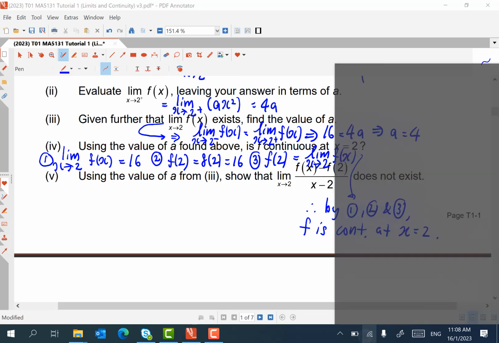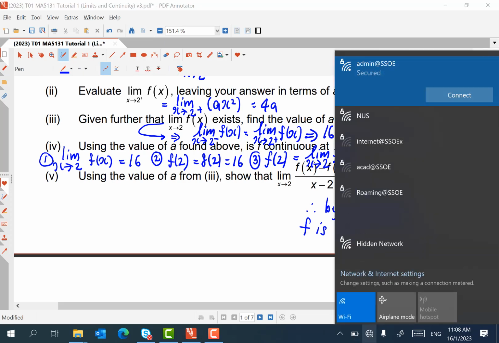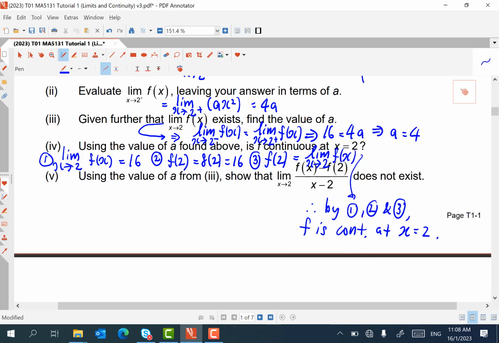Okay, let me do this first. Let me disconnect first. Disconnecting the network will be helpful for me, because things won't go wrong.